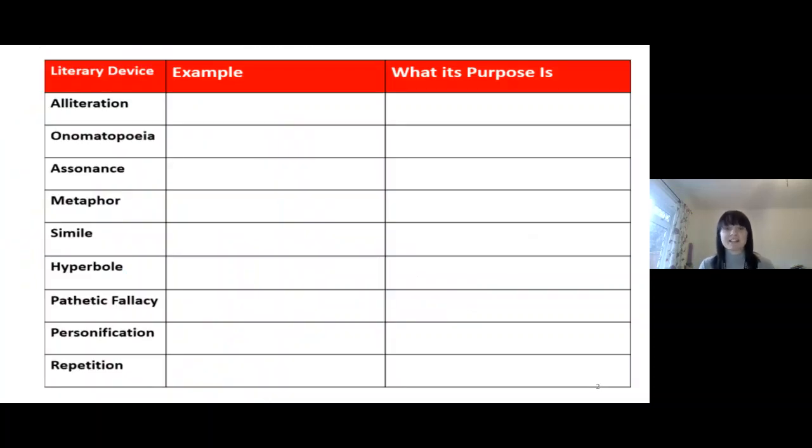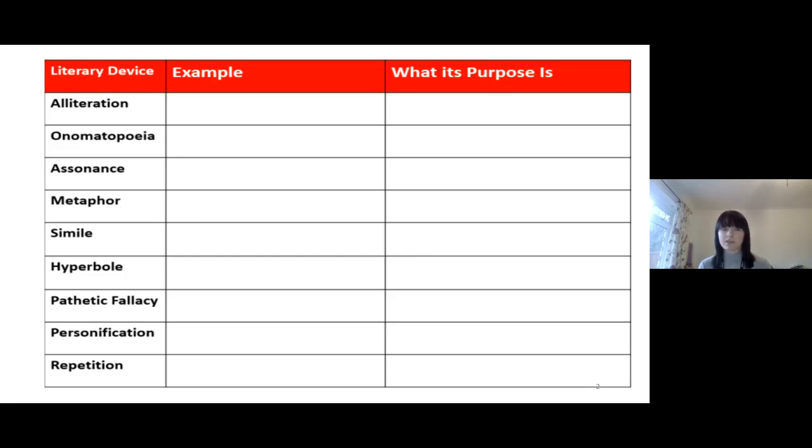First thing we're going to be looking at is a little bit of quick revision, looking at some of the key literary devices that you may come across. I'm sure that a lot of you are quite familiar with these anyway, but we just need to make sure that we're not forgetting the basics when it comes to our analysis.